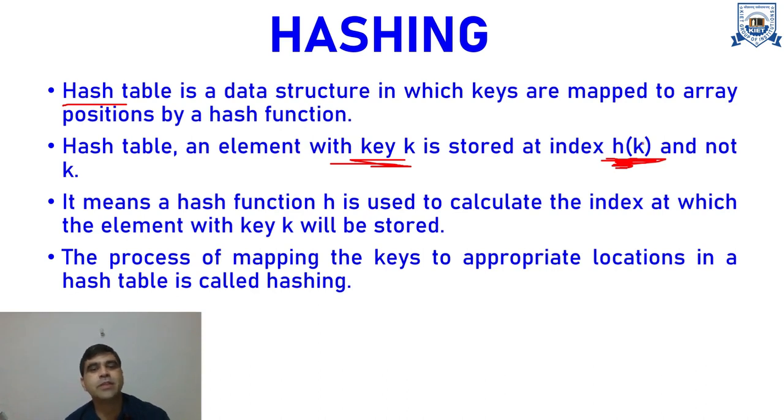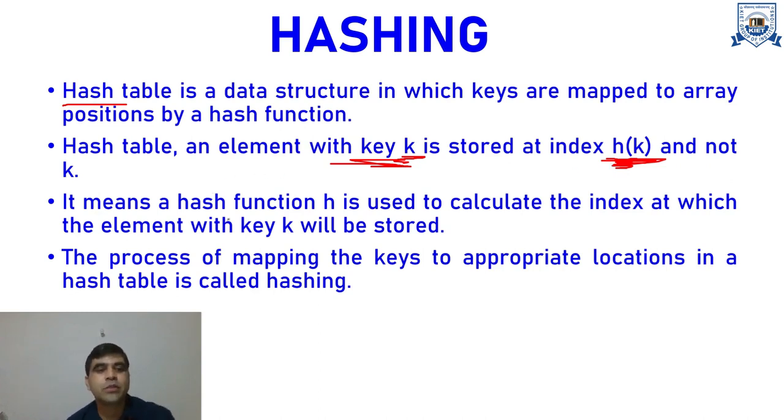Like in the previous case, if the key has the value 1, then we store it at index 1. But here we are not doing this. We are given a key value which we want to store, and we perform some function h(k) on it. We call h the hash function, and then the address, the index, is generated where that key value is going to be stored.